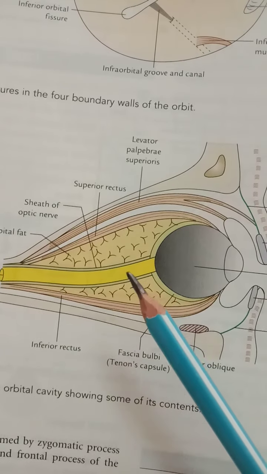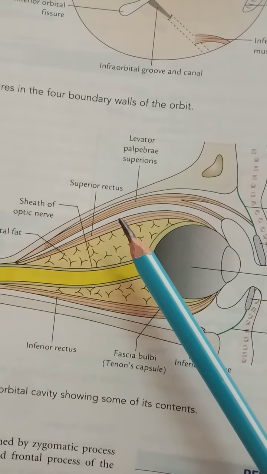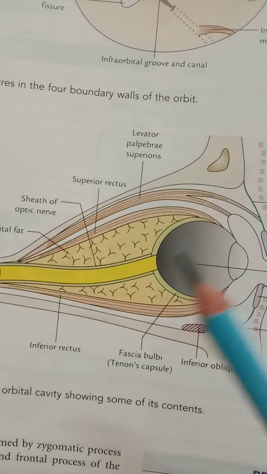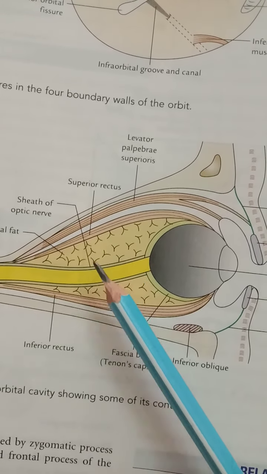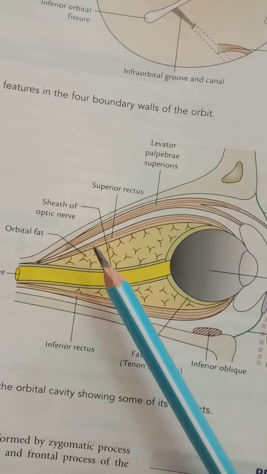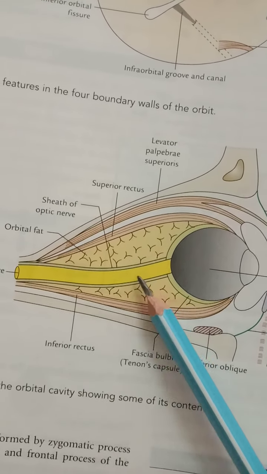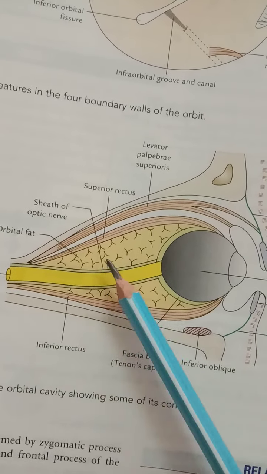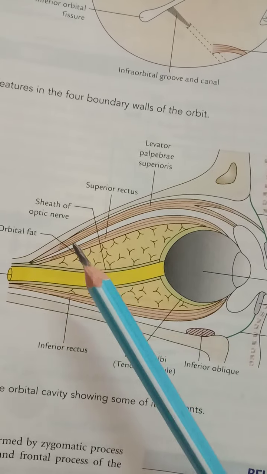that is, the extraocular muscles and the intraocular muscles. Then the vessels: the ophthalmic artery, the superior and inferior ophthalmic veins, and the lymphatics. Then the nerves: the optic nerve, mainly this one, then the oculomotor nerve, trochlear nerve, and the abducent nerve, the branches of the ophthalmic and maxillary nerves, and the sympathetic nerve.